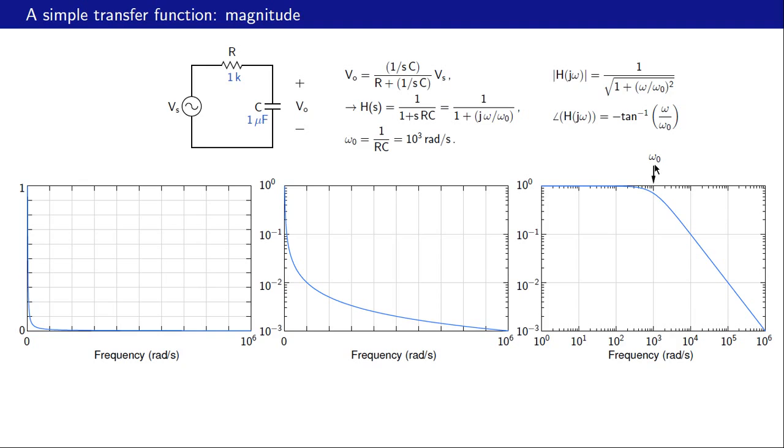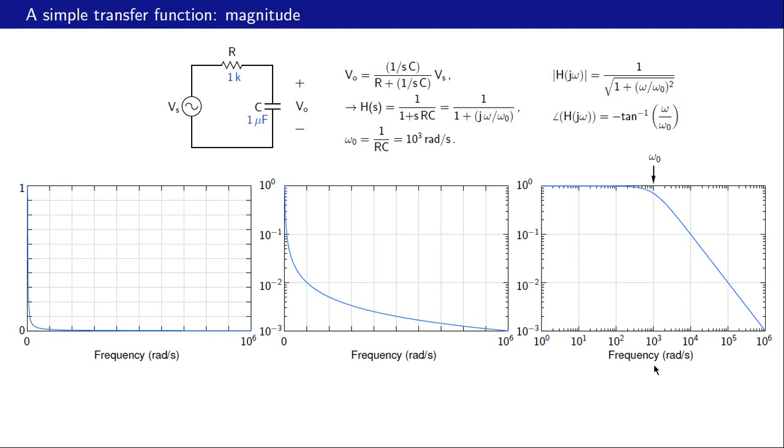What is omega 0? 1 over RC. R is 1K, C is 1 micro, so RC is 1 milli. So omega 0 is 1 over 1 milli, which is 10 raised to 3 radians per second. So that is what omega 0 is.